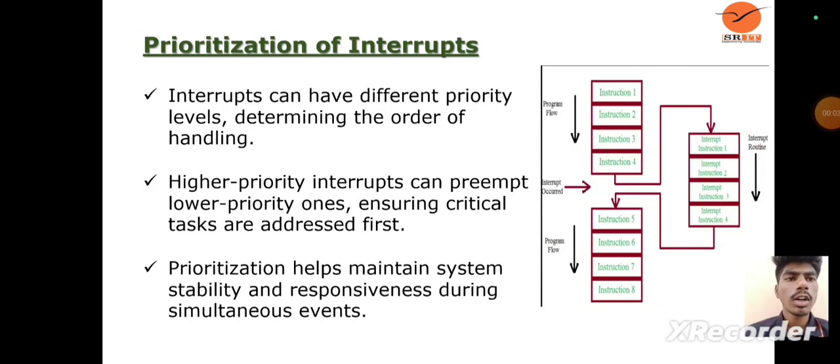Now, prioritization of interrupts. Interrupts can have different priority levels determining the order of handling. High priority interrupts can preempt lower priority ones, ensuring critical tasks are addressed first. Prioritization helps maintain system stability and responsiveness during simultaneous events.